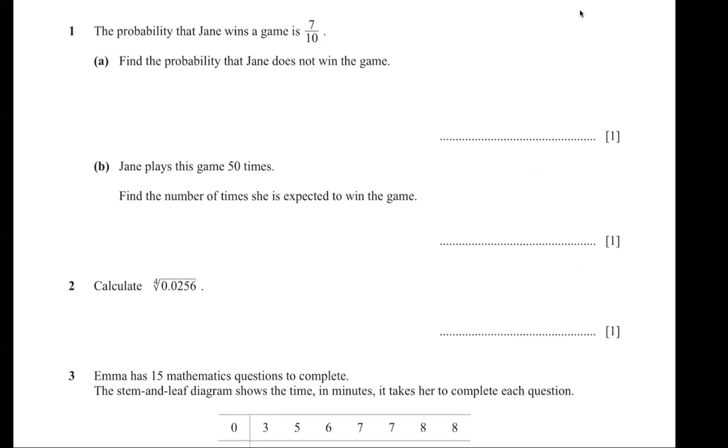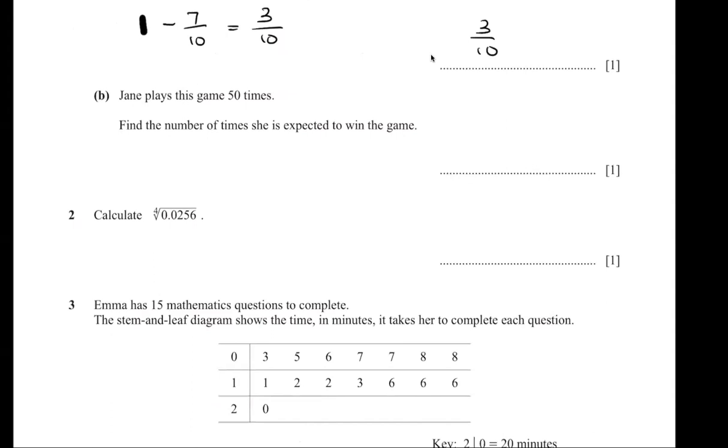So we're doing course paper, May, June 2021, question paper 2-2. The probability that Jane wins a game is 7/10. Find the probability that Jane does not win the game. Does not win the game means that 1 is the whole probability for everything, minus 7/10 is equal to 3/10. That's it. The answer is 3/10.